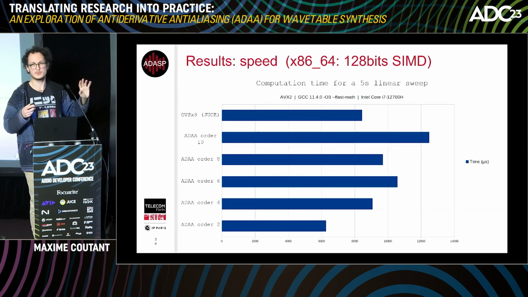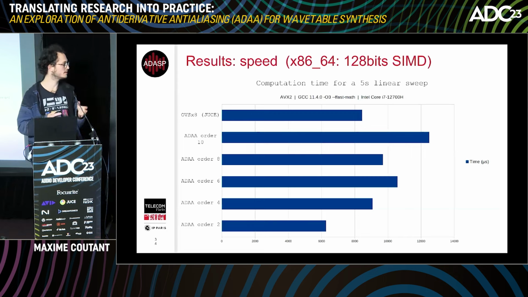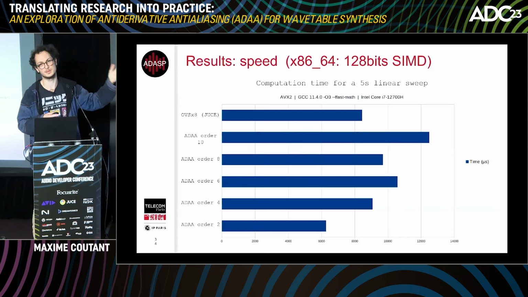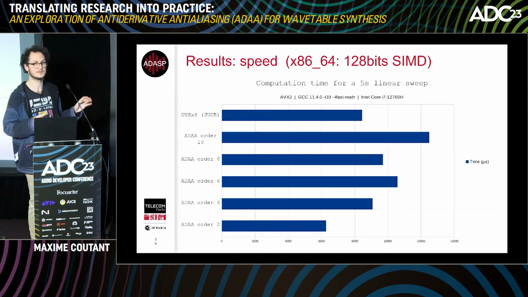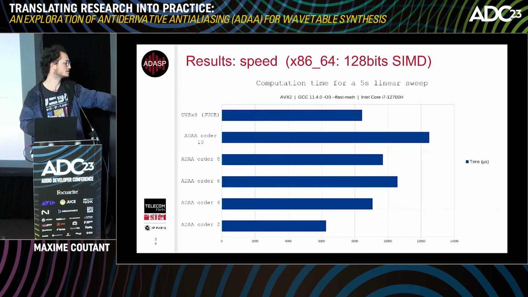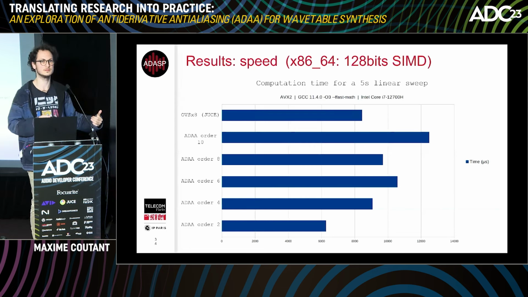So you can see kind of what we expected. So order 4, 6, and 8 take approximately the same time. Order 8 is a bit slower, but that fits the expectation. And order 2 is not SIMD at all. It's simply scalar.